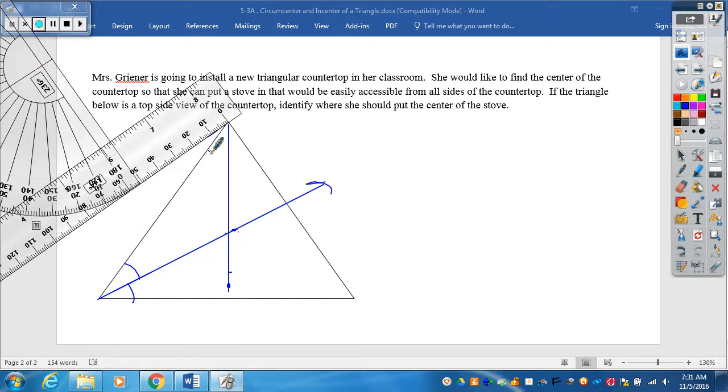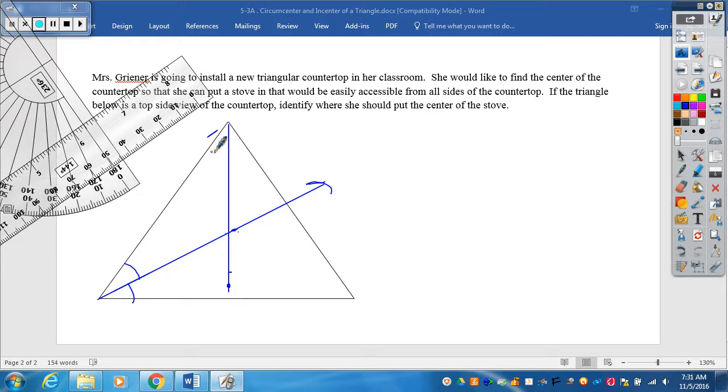Okay, so again, this angle bisector goes there. So the thought process I want you to go through is, if any point on this bisector is the same distance from this line as it is from this line, and any point on this angle bisector is the same distance from this line as it is from this line, then what do we know about this point right here?